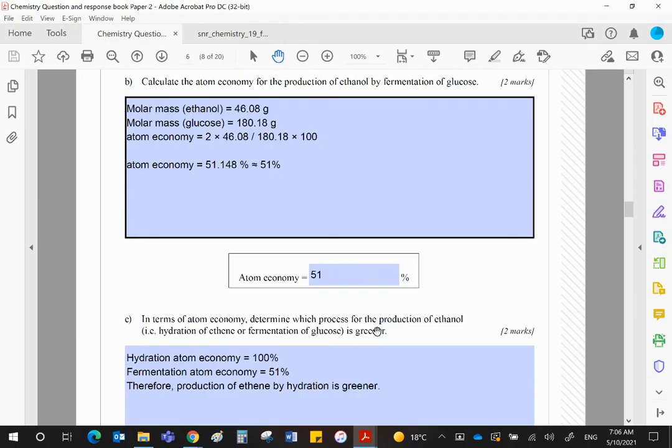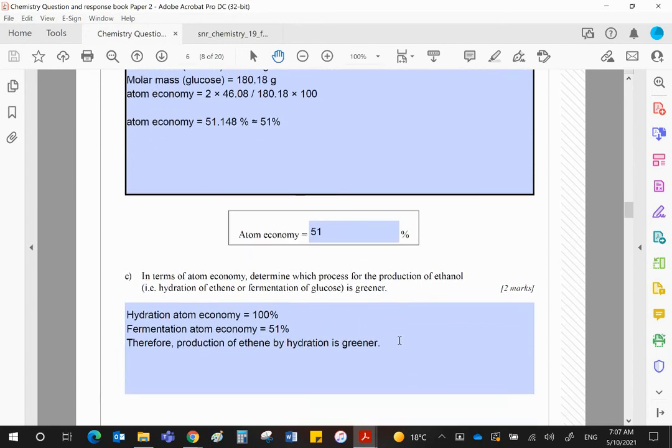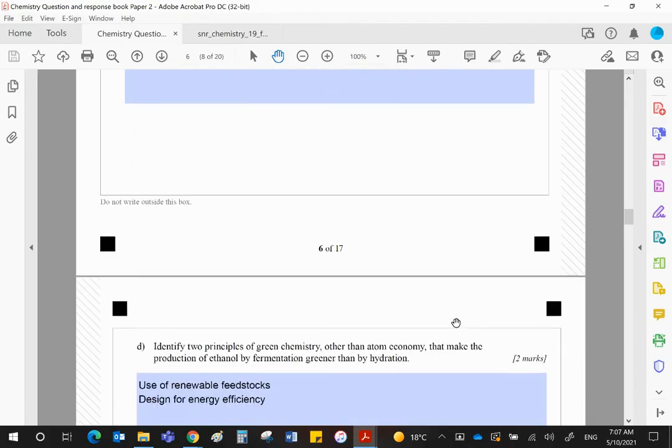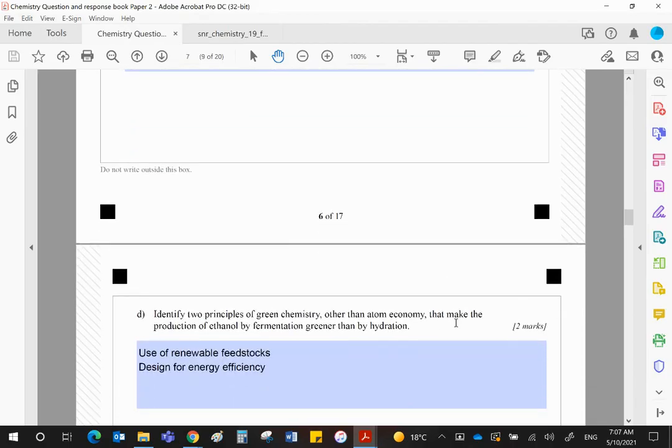In terms of atom economy, which process would be the greener, the hydration of ethene or the fermentation of glucose? When you hydrate ethene, you're going to get only ethanol as the product. Therefore, the atom economy will be 100%. So clearly, from an atom economy point of view, the hydration of ethene is greener. I would argue that since ethene comes from crude oil, that may go against that green thing. Fermentation, of course, uses sugar, which is renewable.